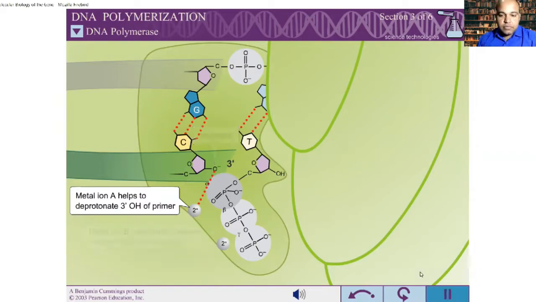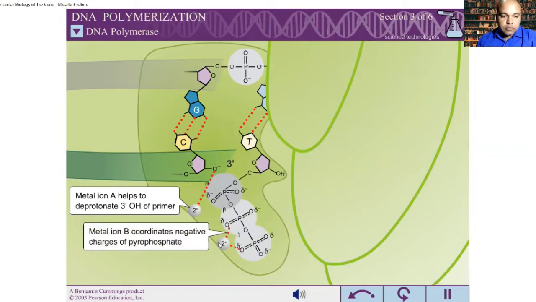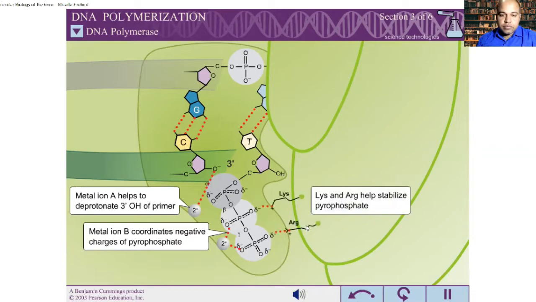Next point. Metal ion B coordinates the negative charges of the beta and gamma phosphates of the dNTP, and stabilizes the pyrophosphate leaving group. Lysine and arginine residues on the finger domain also help to stabilize the pyrophosphate. And so pyrophosphates are being stabilized not only by the metal ions, but the lysine and arginine groups present over the finger domain are also going to stabilize the pyrophosphate molecules, because lysine and arginine being positively charged, they will attract the negative charge towards themselves and will cause the stabilization of the negatively charged phosphate molecule to take place.